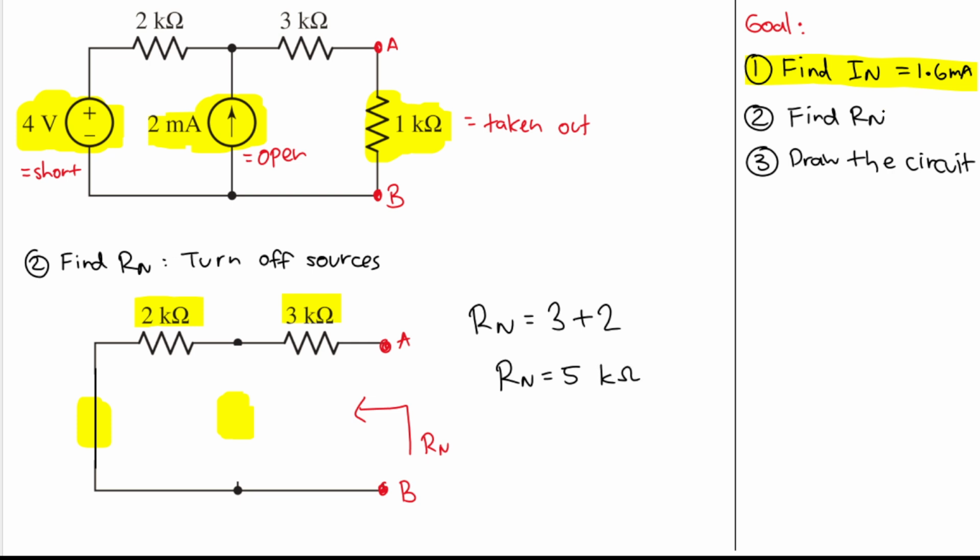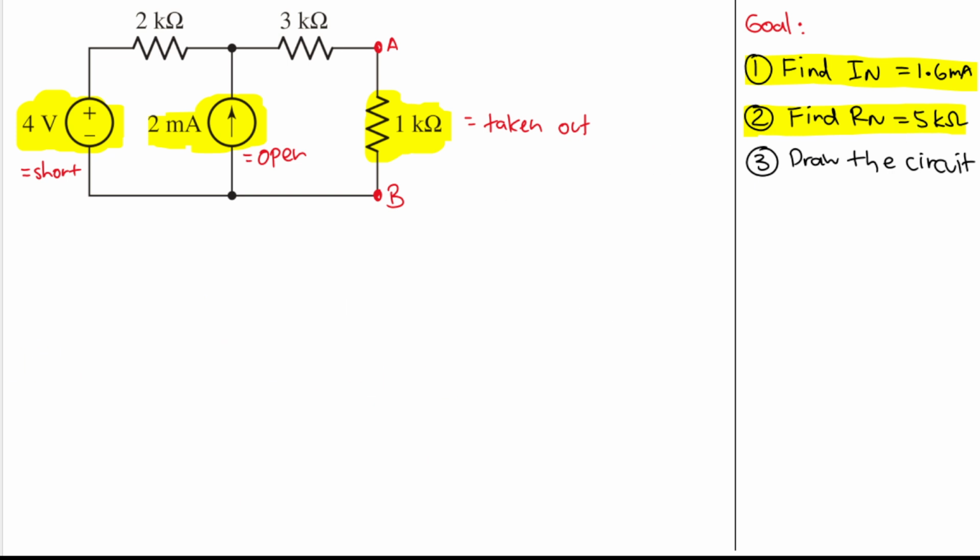Good. And now we have our second value here, which is 5 kilo ohm. And this is the second step done. And now we need to redraw the circuit with its Norton equivalent. Okay, let's clean up our slide. So the last thing that we need to do is to draw the equivalent circuit.